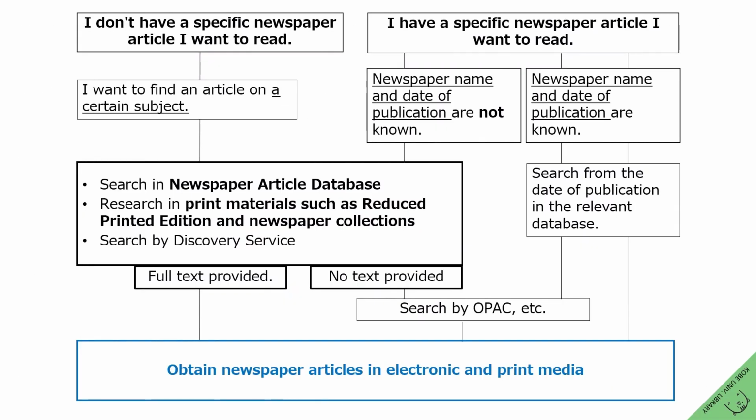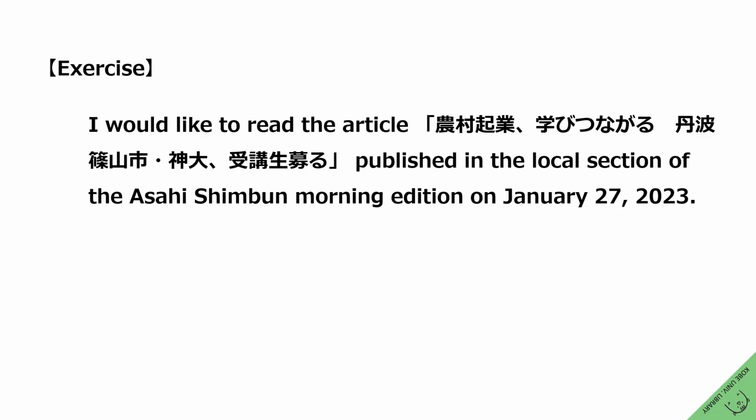Here is an example of the search process. Once you become familiar with the search, you will be able to grasp the appropriate medium for the newspaper article you are looking for. Here is an example of a search. Think about how you can obtain newspaper articles. First, here are some recent specific articles.